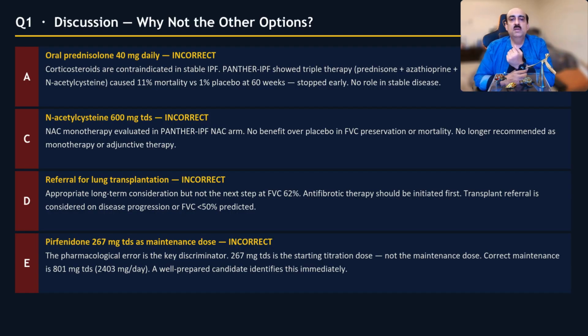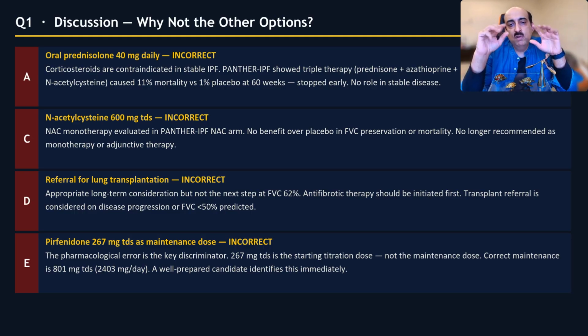Let's look at the other options. Why are they incorrect? Number A, oral prednisolone 40 milligrams per day. Incorrect because the corticosteroids are contraindicated in stable idiopathic pulmonary fibrosis. They're only used in acute flares for a short period of time. The PANTHER-IPF trial showed that the triple therapy with prednisolone, azathioprine, and N-acetylcysteine, all of them, caused 11% mortality versus 1% in placebo at about 60 weeks. And that's why the trial was stopped early. So there is no role of steroids in stable IPF.